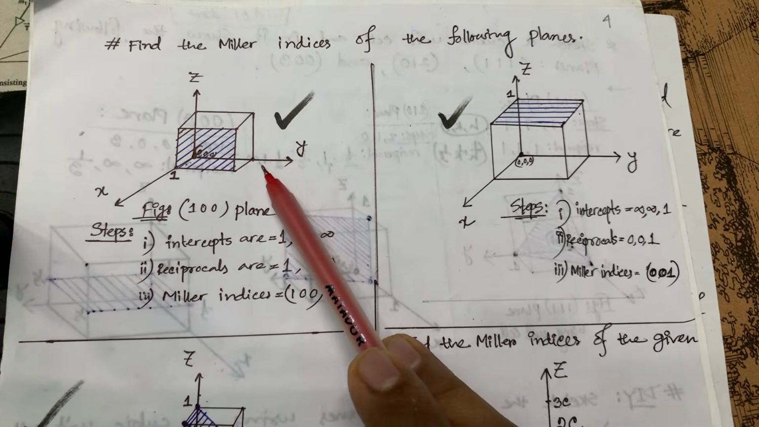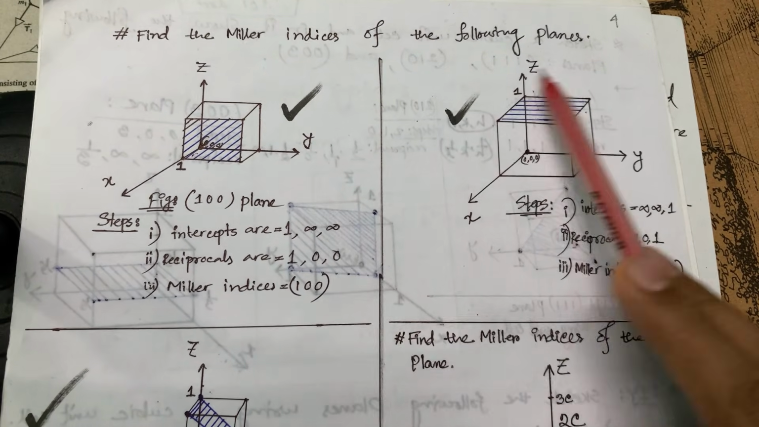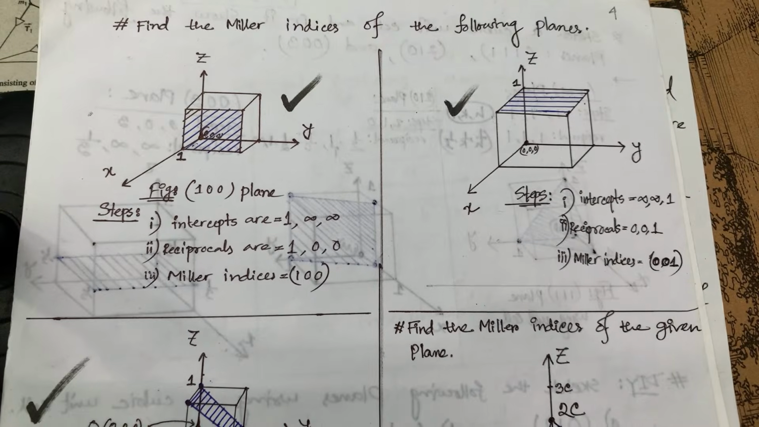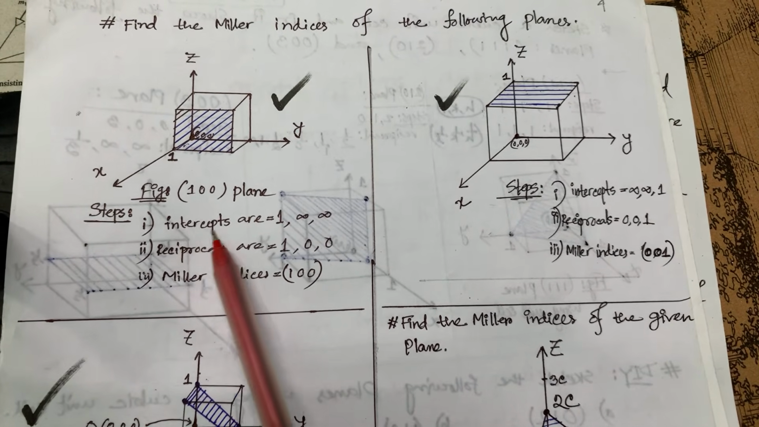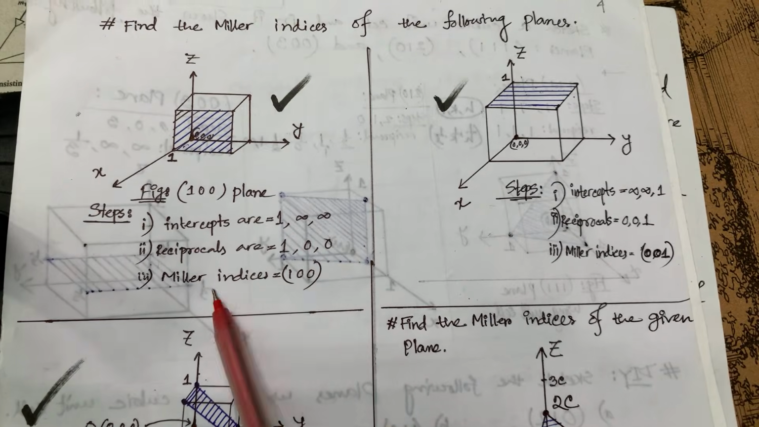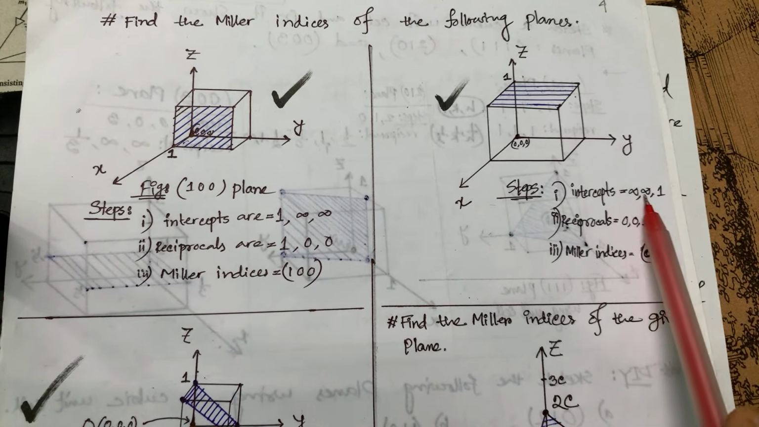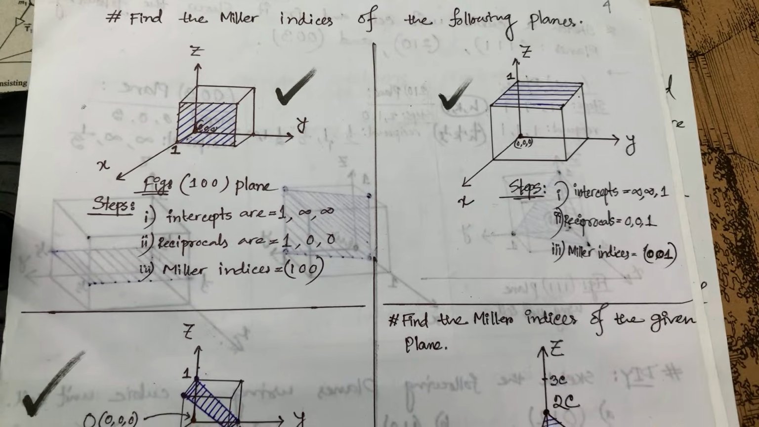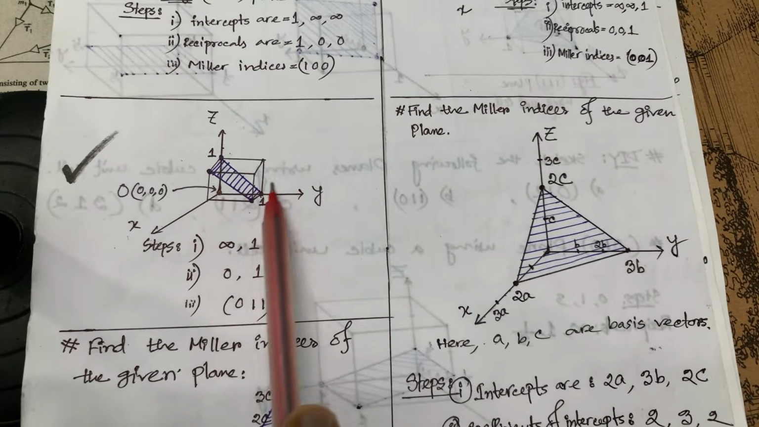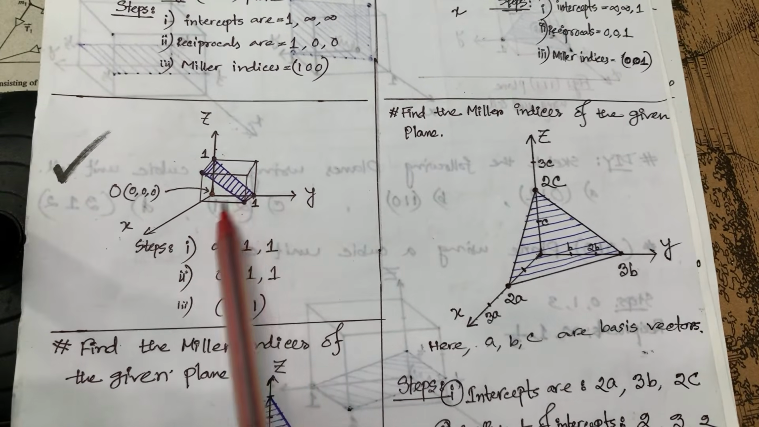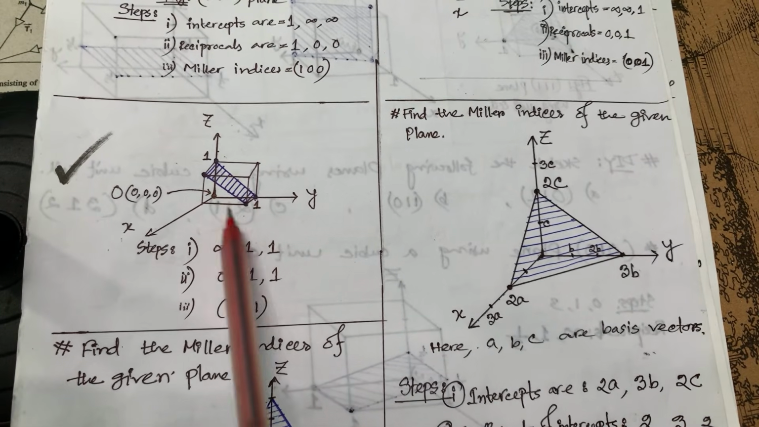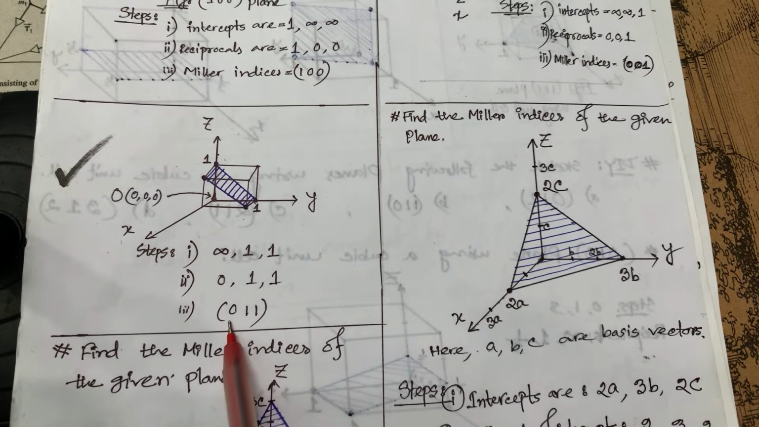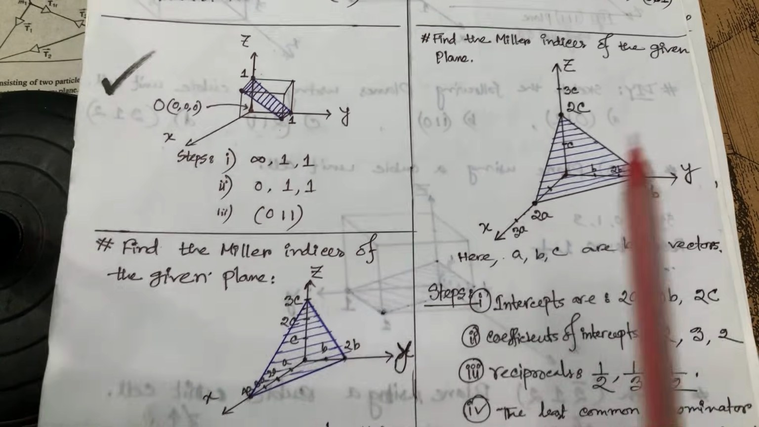See the first one, how I did it, and the second one, how I did it. It's always the same pattern: you find the intercepts, then the reciprocals, then the Miller indices. There you go. Similarly, you have this problem with this plane. You find the intercepts, then the reciprocals of the intercepts, and there you go, you have the Miller indices.